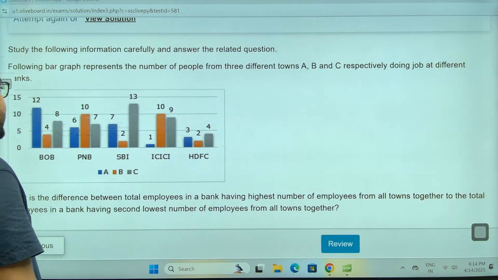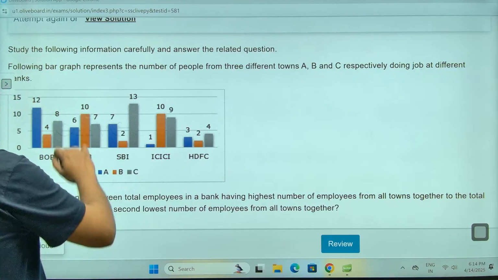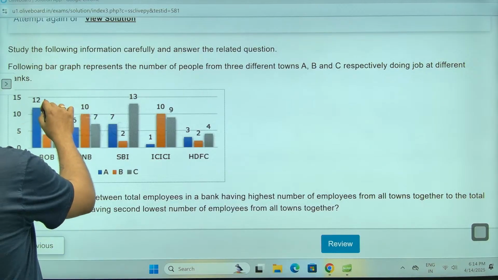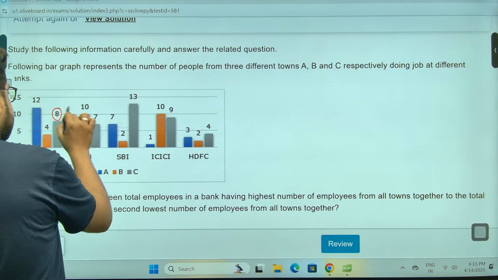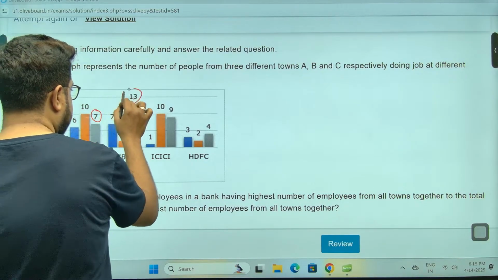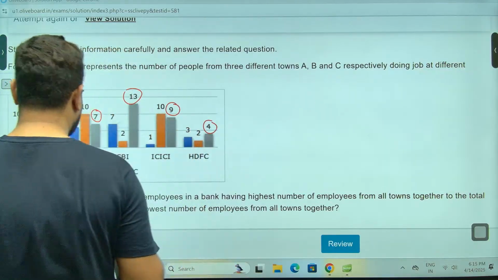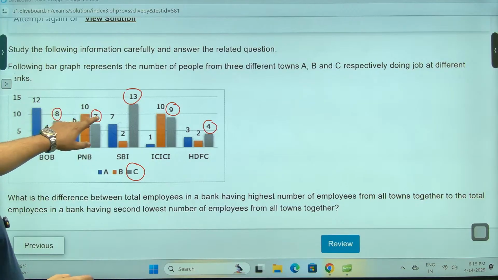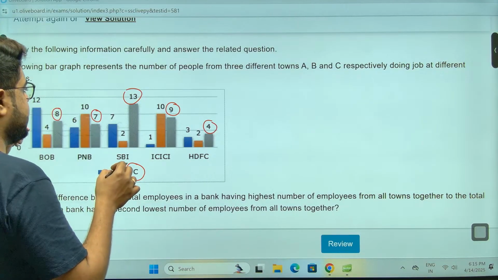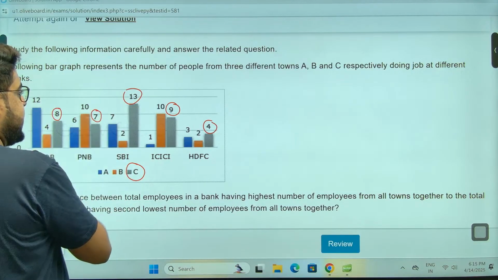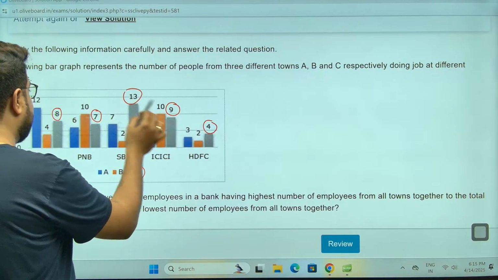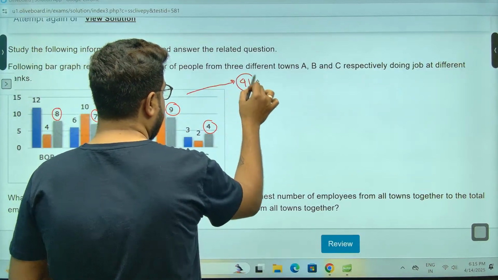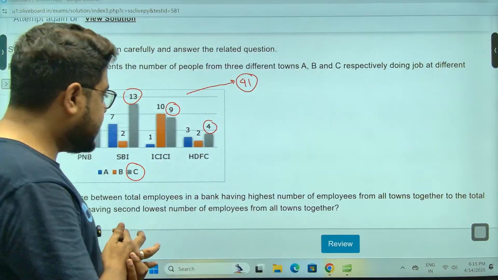The highest number of employees, just by looking I can say, is this one, right, sir? This is bank C. Bank C, sir: 15 or rather 20 and 12, sir, 32, that is 41, right? And the second lowest.